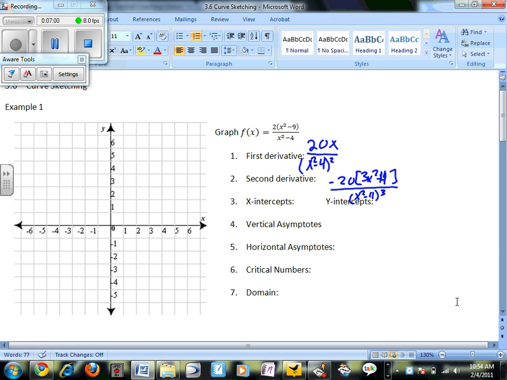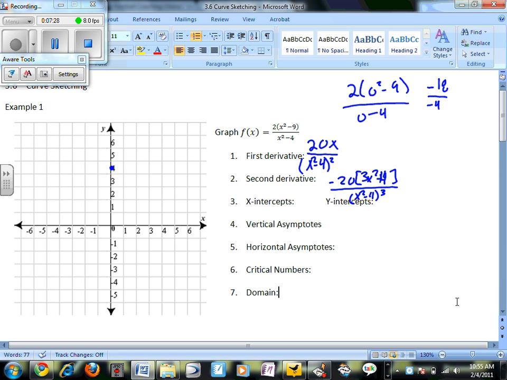So let's plug in 0. We'll have 2 times 0 squared minus 9 all over 0 minus 4. So it looks like I'm going to have a negative 18 all over a negative 4, which is a positive 9 halves. So my x-intercept is going to be a positive 9 halves, which is 4.5, right? 1, 2, 3, 4.5. So my x-intercept is a positive 9 halves.